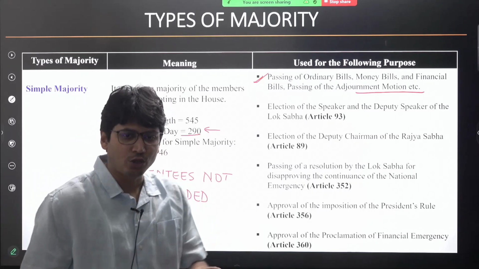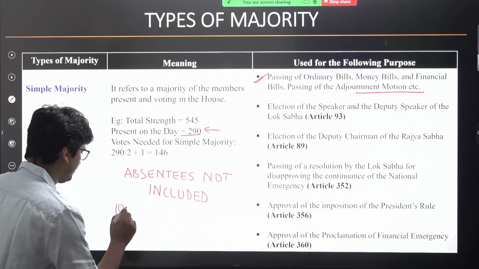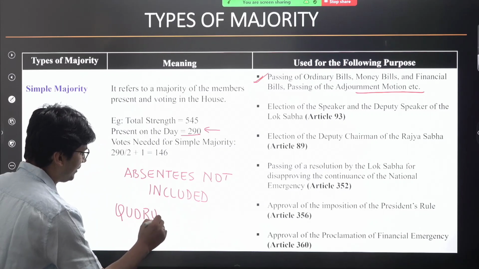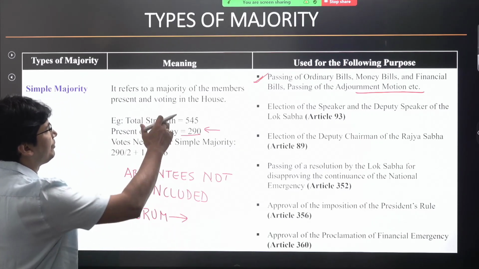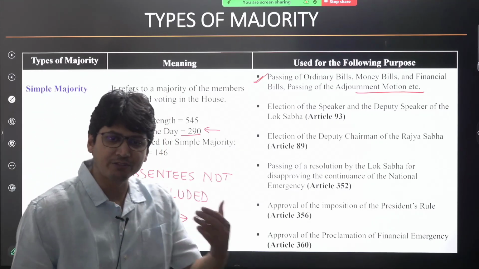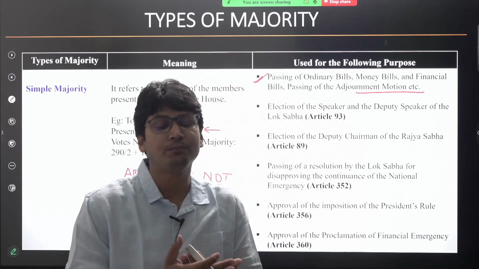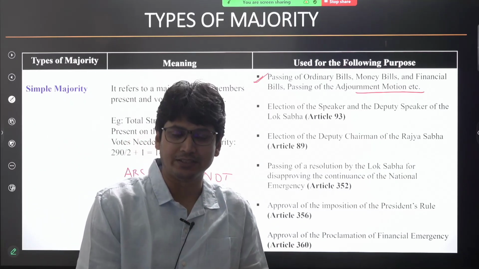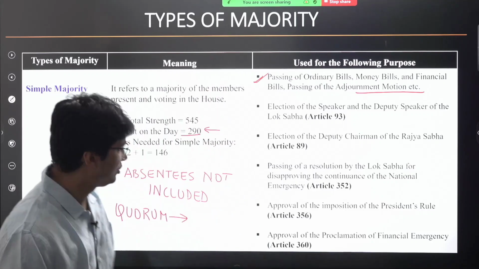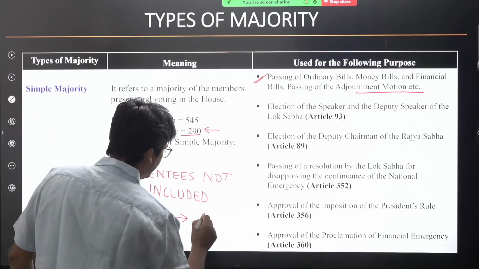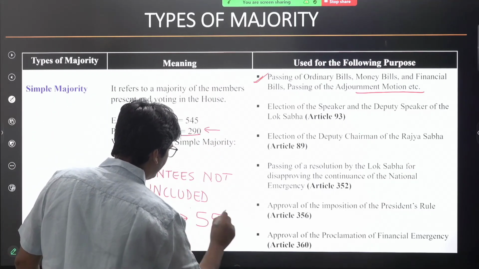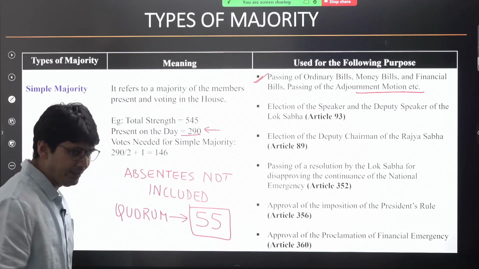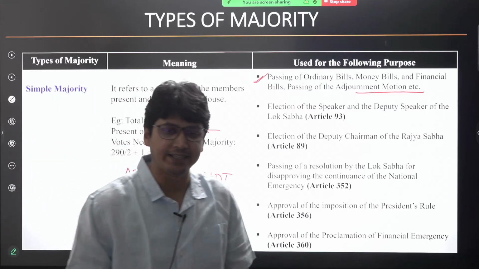Please understand there is a concept of quorum. Quorum means the minimum number which should be present in the Lok Sabha based on which proceedings can continue, and the minimum quorum is 10% of the total strength, and hence the quorum for Lok Sabha comes to 55. So if there are at least 55 members, then voting or proceedings can take place.